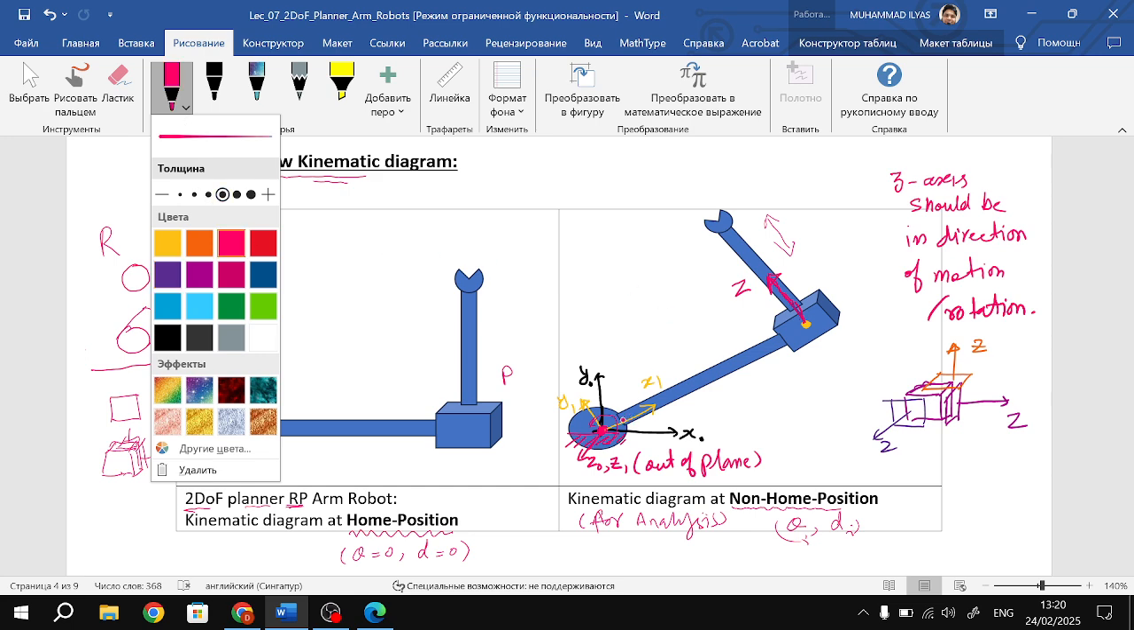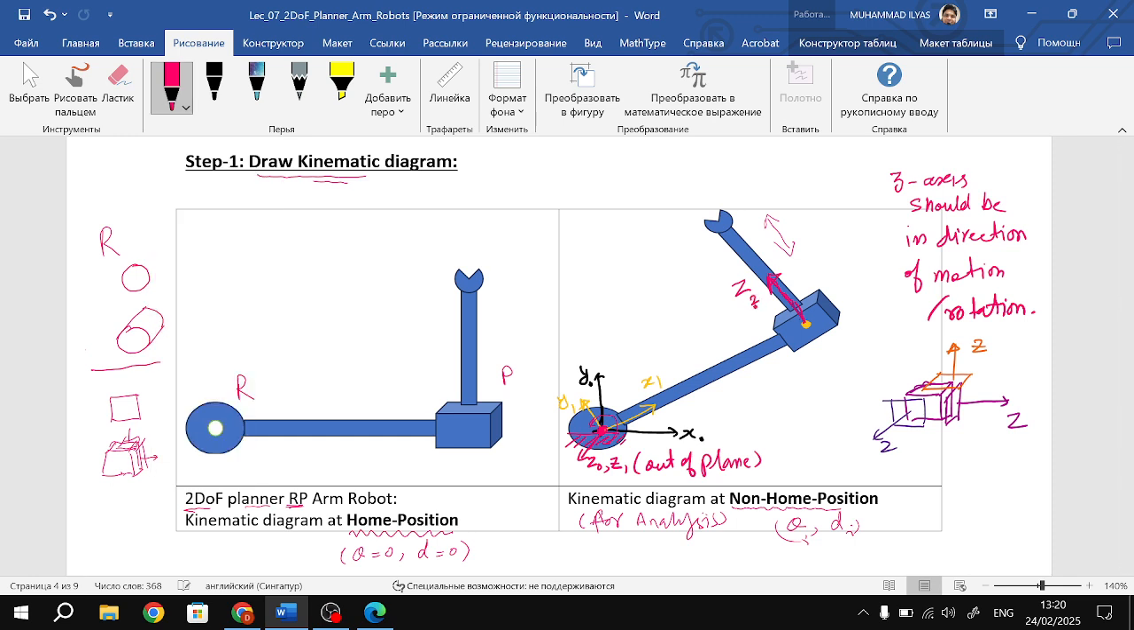This is x1, so this will be x2, z2, the frame 2, right? First we decide the z-axis, done. Then second is the x-axis. The x-axis can go in this direction, can go in this direction, but it cannot go in this direction. Can we write the x-axis in this direction? No, because we need a right angle. This is already the z-axis, so we cannot write the x-axis in this direction.